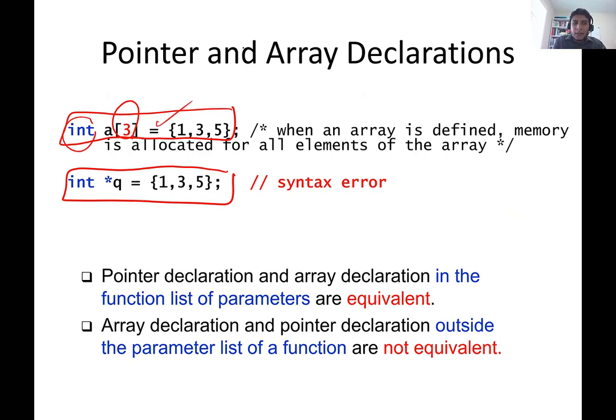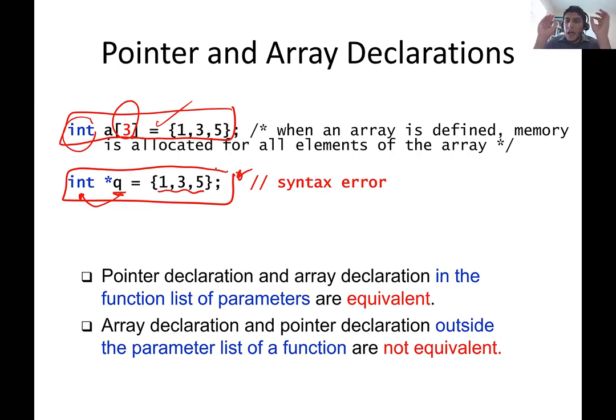Let's understand. Here I'm saying I want to define a pointer of type int. But a pointer of type int, what value would it have? The pointer itself would be an address, right? So it cannot have these int values. Also, it's supposed to point to a single int value. It doesn't point to three elements at once, right? This is why you cannot do it this way.